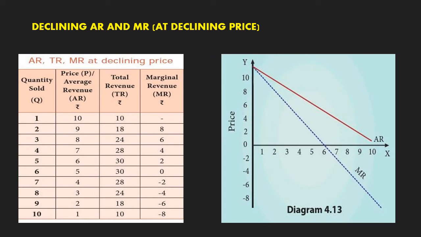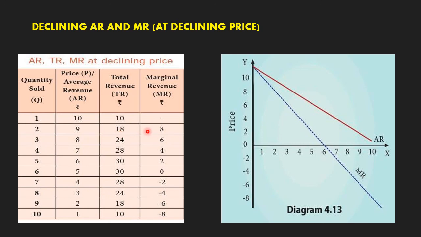So in the previous slide, you have understood that when the price is constant, the average revenue curve and marginal revenue curve remain parallel to the x-axis, remain constant. But what happens when the price is decreasing? We have to see that now. What I told you is that the price is nothing but the average revenue. So average revenue is 10 or price is 10, the total revenue is 10. And when the output sold is 2, the price decreases to 9. The total revenue also changes to 18.